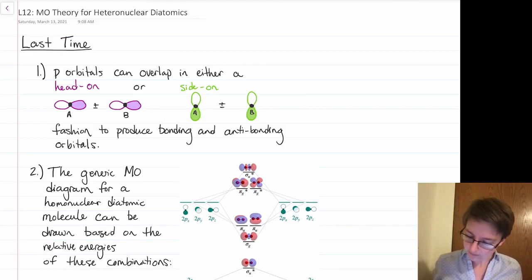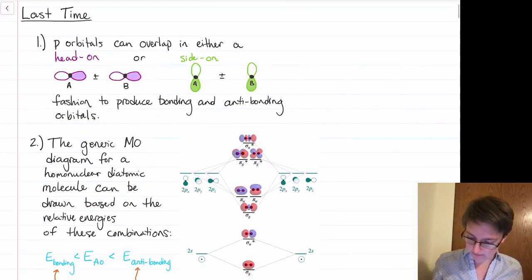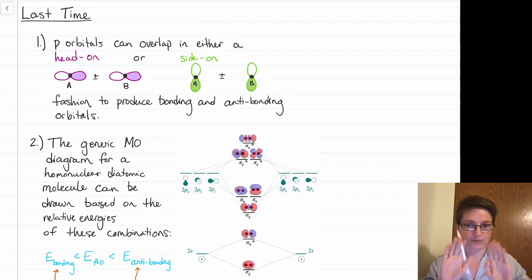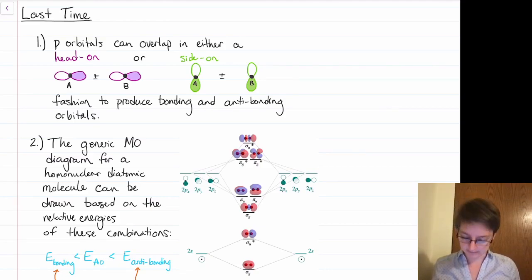So a recap of what we talked through in last lecture, we learned that p orbitals, just like s orbitals, can overlap to form molecular orbitals. Because p orbitals have a dumbbell shape, that means that they can either lead to overlap in a head-on fashion, as shown in purple, or a side-on fashion, as shown in green. Both of these produce bonding and anti-bonding orbitals, albeit of different shapes.